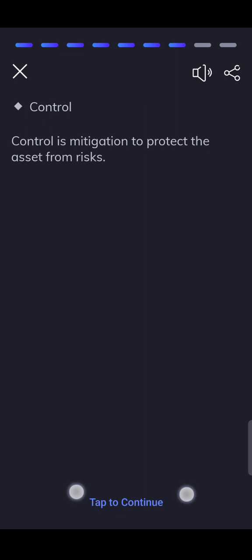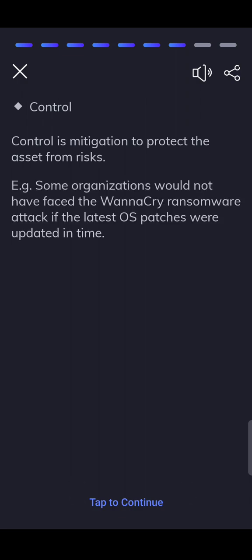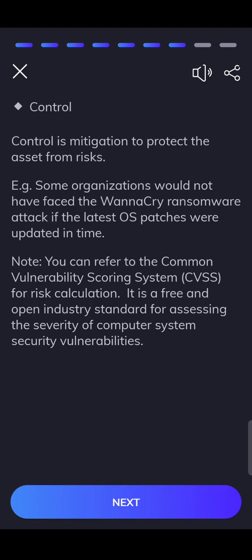Control is mitigation to protect the asset from risks. For example, some organizations would not have faced the WannaCry ransomware attack if the latest OS patches were updated in time. Note: you can refer to the Common Vulnerability Scoring System, CVSS, for risk calculation. It is a free and open industry standard for assessing the severity of computer system security vulnerabilities.